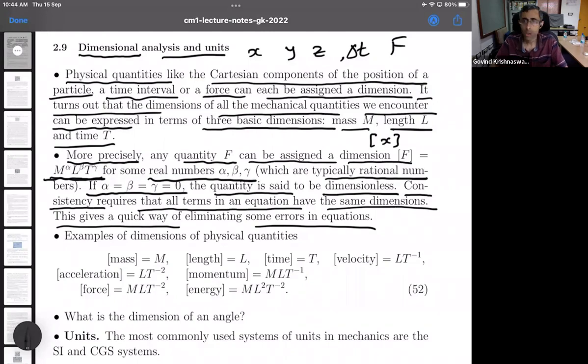I mean, vectors can also have dimensions. This is not restricted only to scalar quantities. A component of a vector can have a dimension. A vector as a whole can have a dimension. So force is a vector, it has a dimension.